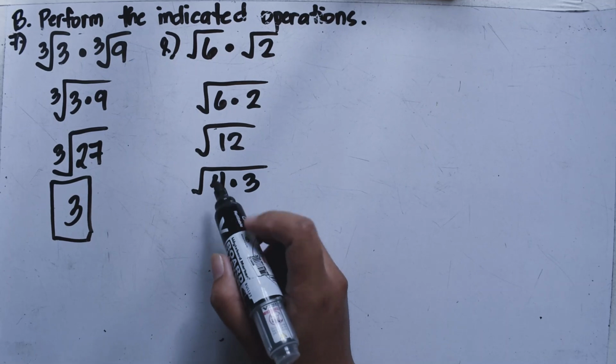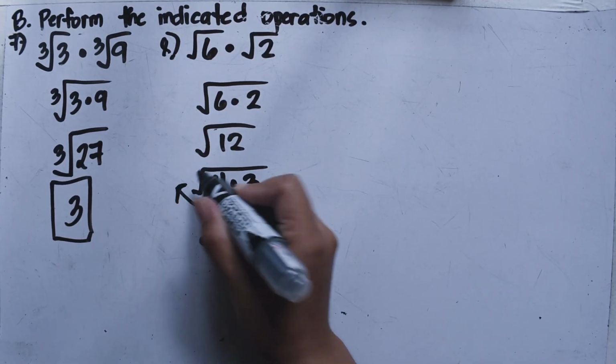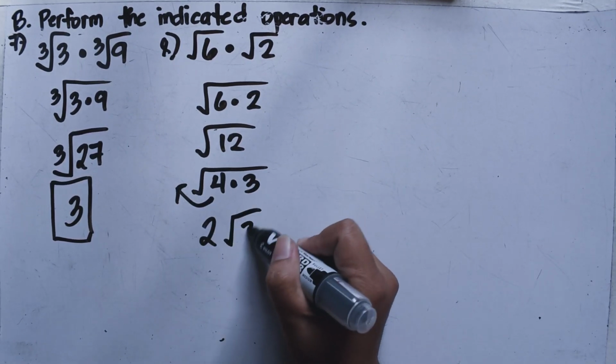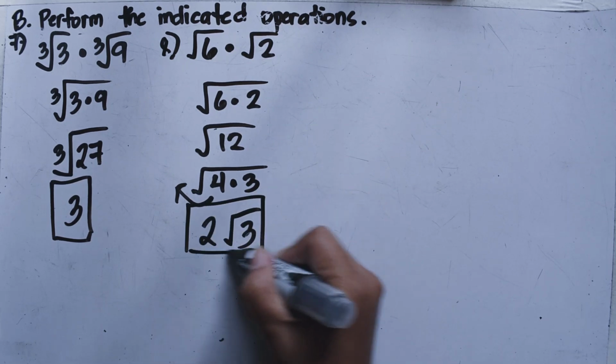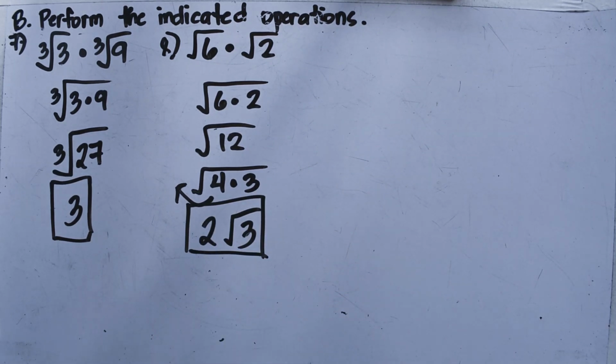Okay. So, what is the square root of 4? We have 2. So, ayun yung pag nilalabas natin, ha? And then, matitira sa loob si 3. So, the final answer na is 2 square root of 3. So, yun na po agad yung final answer sa number 8.